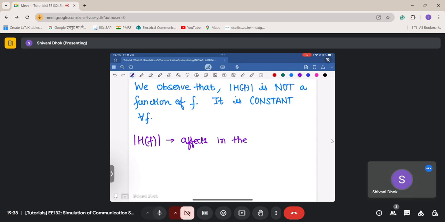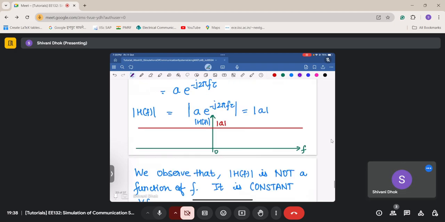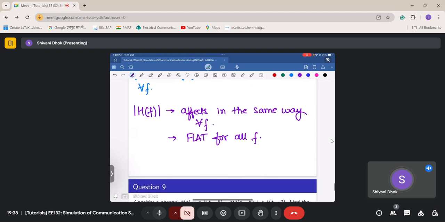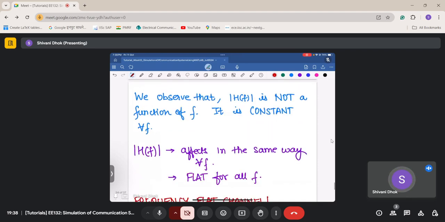In the same way, it is flat for all f, and such a channel in which there is no dependence on frequency is known as a frequency flat channel. So such a single tap channel is referred to as a frequency flat channel. Is it clear? Any questions?